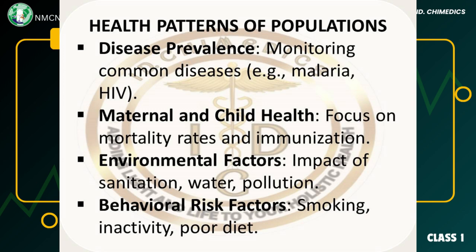Then this one is called environmental factors. This is another health pattern of the population you need to check. Assessing the impact of environmental issues such as sanitation, clean water availability, pollution on health. This pollution can cause serious chaos to the health of an individual, so it must be checked by you, the public health nurse.